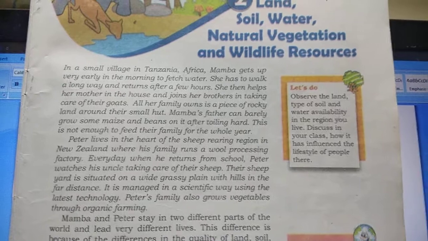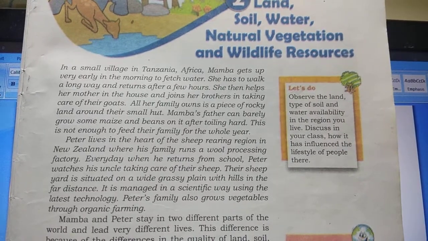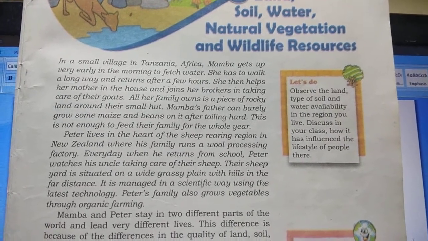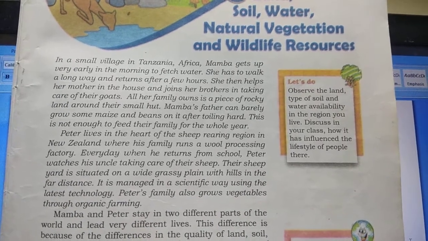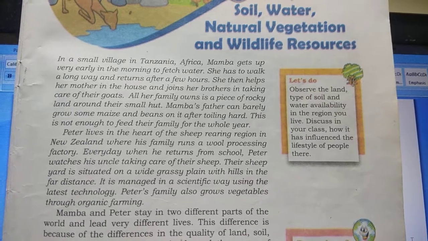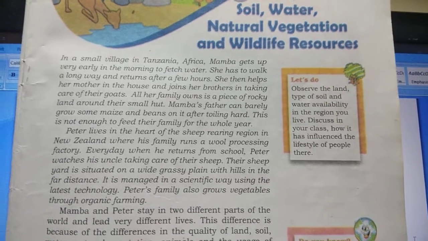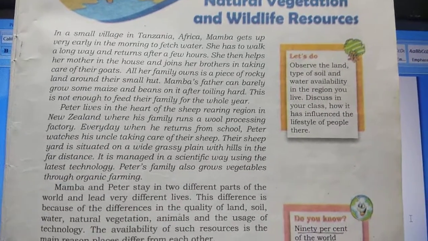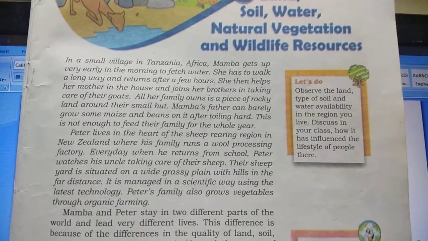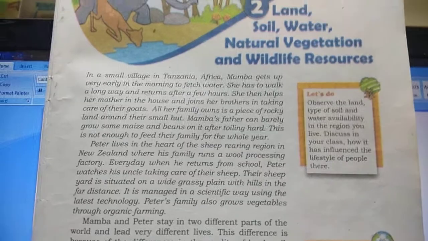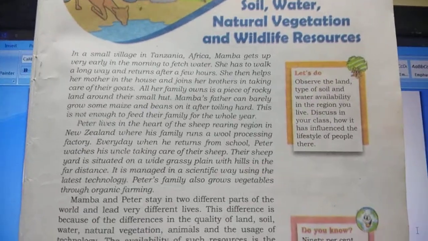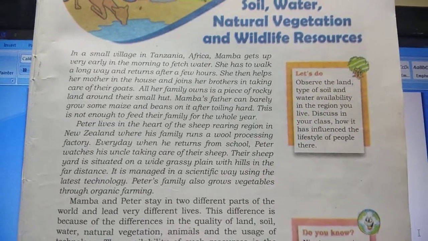Mamba's family is very poor and they do animal rearing and grow few crops, while Peter's family is rich and prosperous, though they also live by animal rearing and growing plants. So you see the difference between two people, one living in Africa and the other living in New Zealand. Why is there a difference in their lifestyles? Yes, what are the reasons?